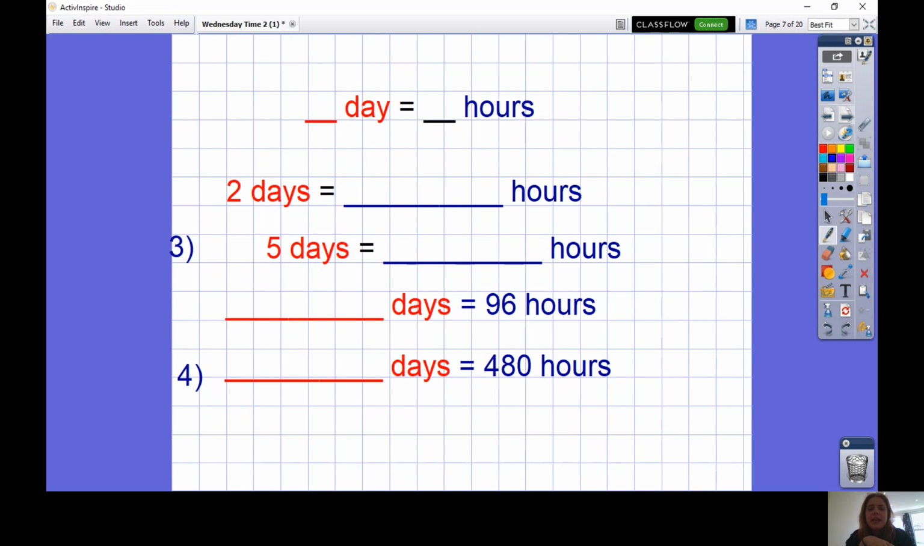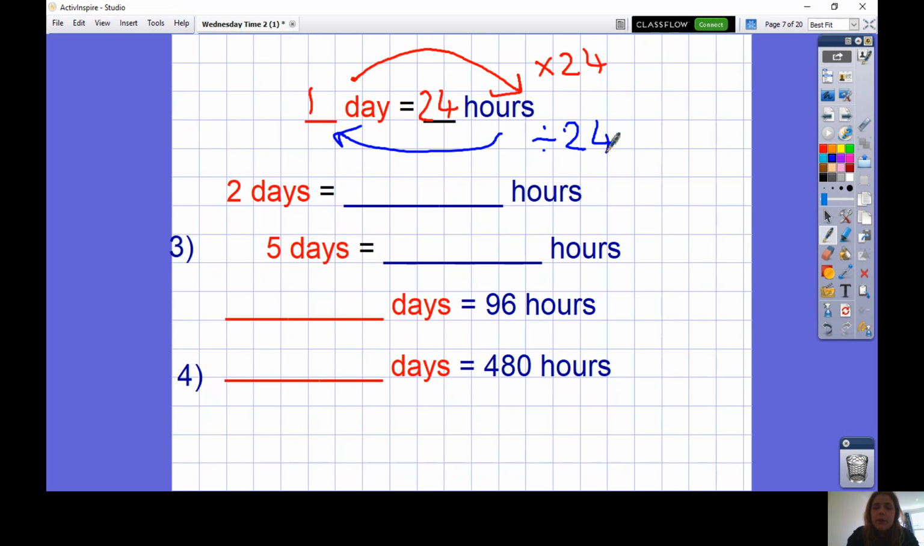Okay, so now we've got days and hours. So just like before, we need to remember what's our basic fact. 1 day is 24 hours. What's the bigger measurement, day or hour? Day's bigger, so to go from day to hour, the small unit, I'm going to have to make more of them. Times by 24, and if I'm going from hours to days, I would divide by 24. We always need to establish that fact before we get started.